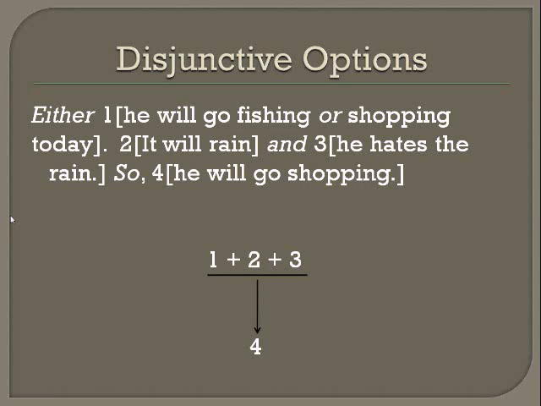Also, if you wanted to here, you could add in an unstated premise. Since it will rain today and he hates the rain, he won't go fishing, therefore he will go shopping. That would make this argument a little bit more complicated in the diagram. It certainly would be acceptable if you wanted to take that additional step, but for simplicity's sake, I've presented it in this way. Simply the disjunction and the reasons against one of the options in the disjunction, all serving in a conjoined way to yield the conclusion.